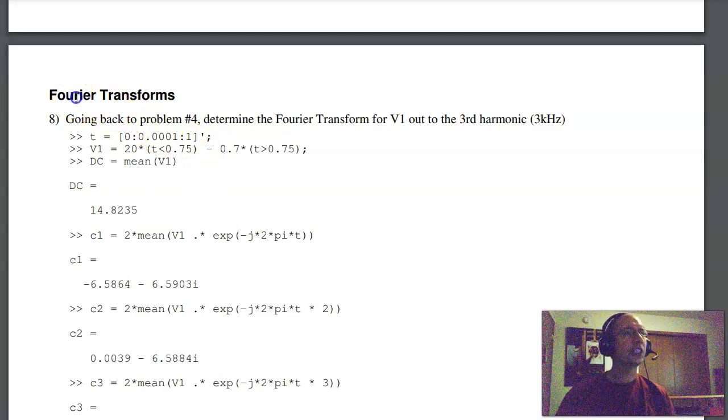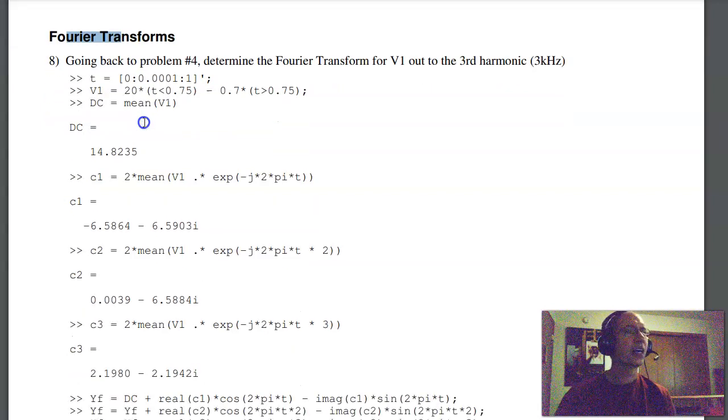Fourier transforms isn't really an electronics topic. It's really covered in 343 signals and systems. But this kind of illustrates why you cover it in 343. My input is that blue line, that square wave. It's not a sine wave, meaning it has harmonics. There's a DC term that's just the average.